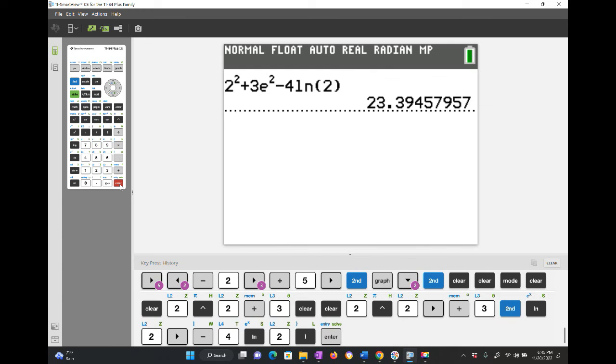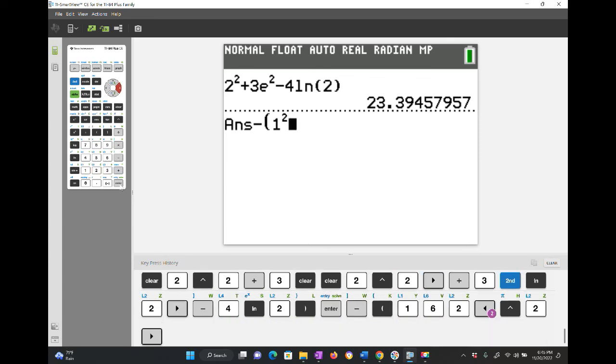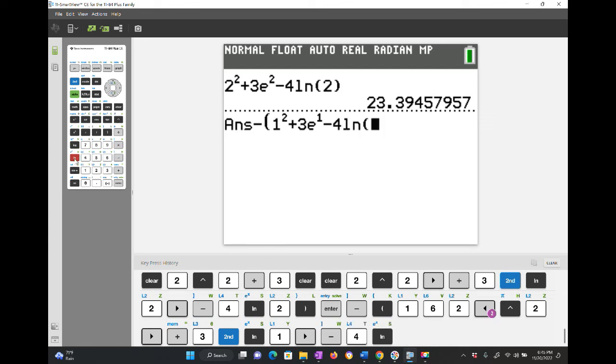Lickety split, 23.39, that's fine. My recommendation is, if you don't have a regular calculator, you would now have to do the next part, which is this minus parentheses 1 raised to the second power, which is quite redundant, plus 3 times e to the x, or e to the 1, again quite redundant, we already know what that is, minus 4 natural log of 1.